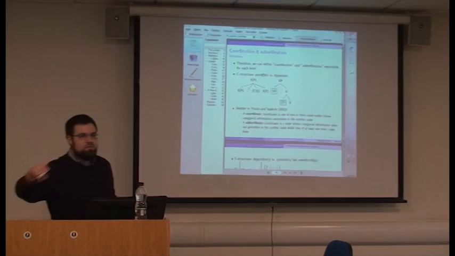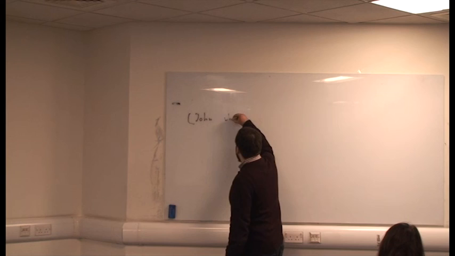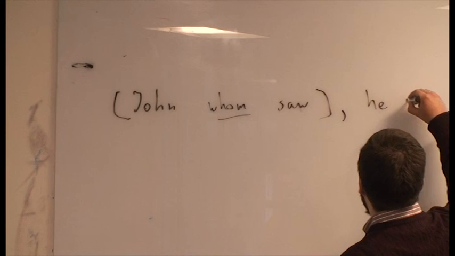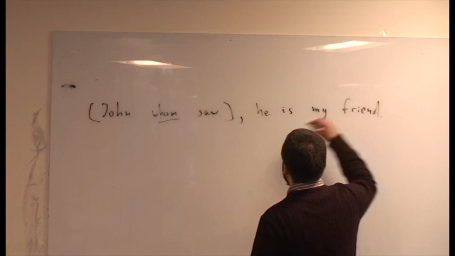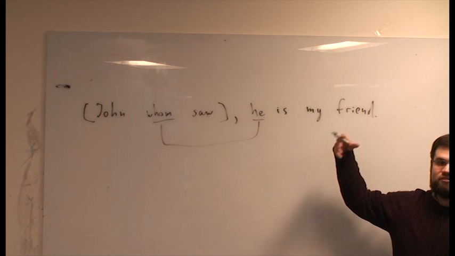So you have something like, I'll write it like this: "John, whom so, he is my friend." That's the normal way of forming relative clauses in the language. So "the one who John saw is my friend" is technically "John whom saw, he is my friend." And you can have an internal head, you can say "John which boy saw, he is my friend," which means the boy who John saw is my friend. And so the subordinator is always a WH word.